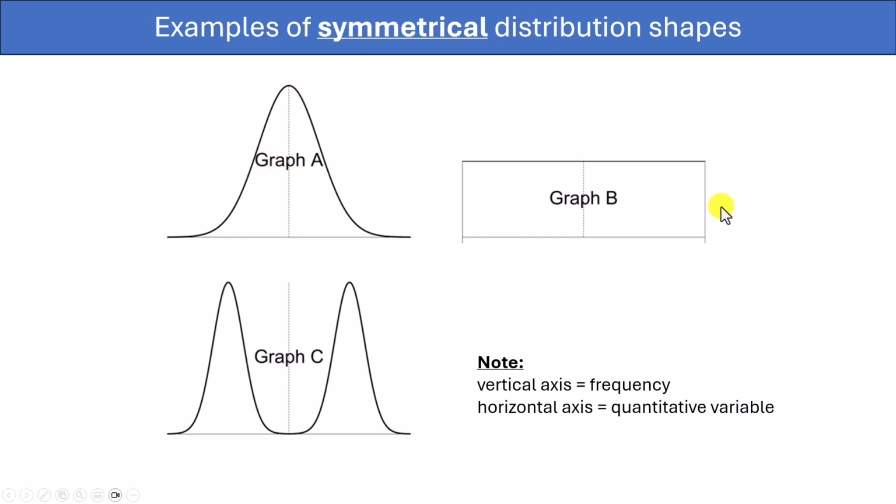So these are all examples of symmetric distribution shapes. In graph A, whatever the middle value is, you could view the median, is the most common value, and we are symmetric about that. This is sometimes what we call a normal distribution. Graph B is also symmetric, but this is what we would call a uniform distribution, where we have the same frequency across the entire graph. Graph C would be another symmetric distribution, but this would be considered bimodal because it has two peaks.